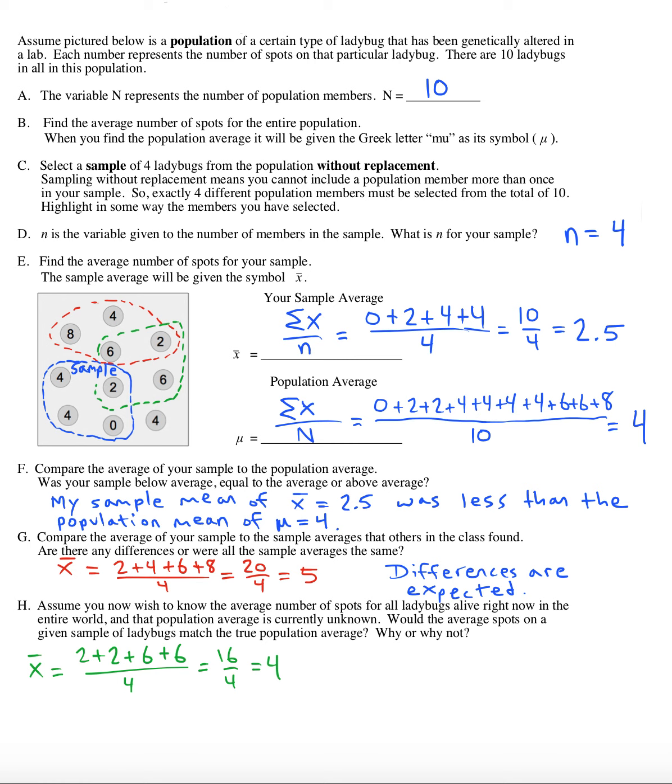Now assume you wish to know the average number of spots for all ladybugs alive right now in the entire world. And that population average is currently unknown because it's impossible for anyone to sample all the ladybugs in the world. There's way too many of them. Would the average spots on a given sample of ladybugs match the true population average? Why or why not? The answer to that question is, it's not likely.